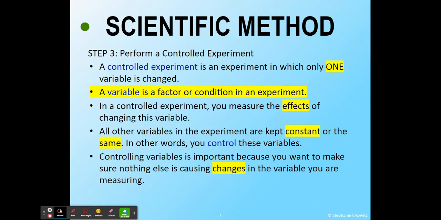Controlling variables is important because you want to make sure nothing else is causing changes in the variable you are measuring. For example, using our fertilizer example, if we were to have one plant without fertilizer, one plant with fertilizer, and then on top of that, give one plant more water than the other, that might also impact how we are seeing the size of those flowers grow and change.